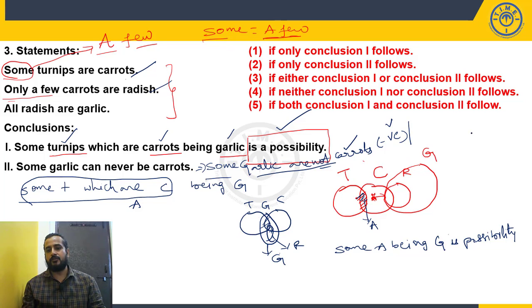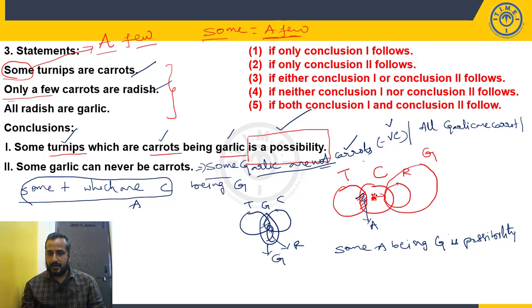When the negative is true, we have to draw the alternate diagram. What is the alternate diagram for that? All garlic are carrot. So we have to complete this garlic inside the carrot. Let's draw the diagram.